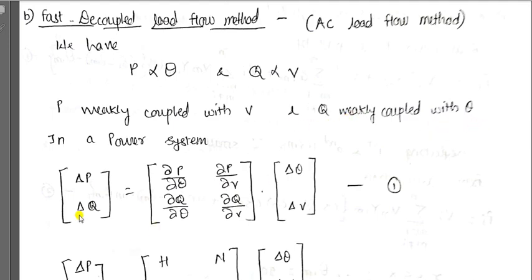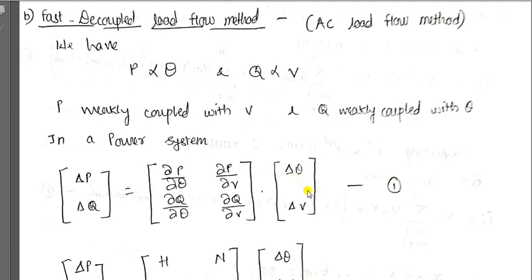Then we write the equations for this load flow analysis according to the Newton-Raphson method. According to that we get the equation for change in real power and change in reactive power in this fashion. The first row is the partial differentiation of real power with angle and the partial differentiation of real power with voltage. The second row is the partial differentiation of Q, reactive power, with respect to angle, and the next term is the partial differentiation of reactive power with respect to voltage. This equation helps us find the magnitude of voltage and the phase angle.